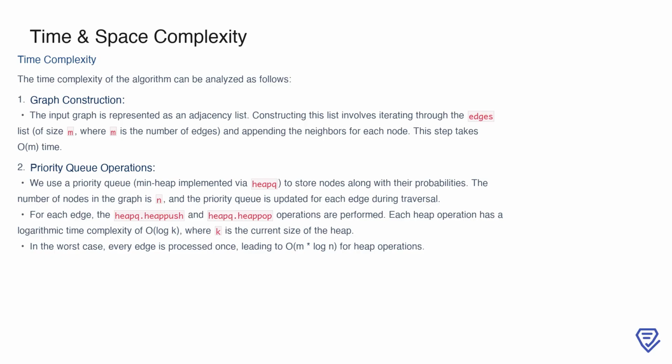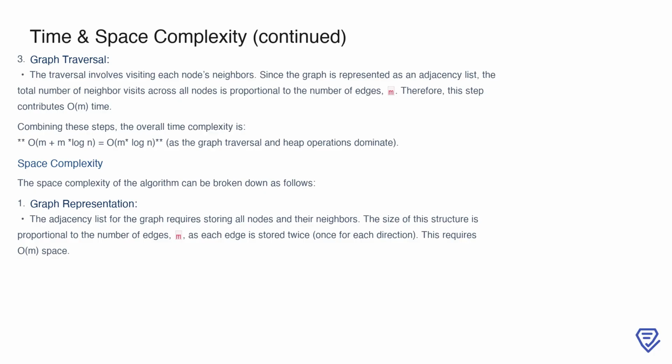Now, let's consider the graph traversal stage. Here, we visit each node's neighbors, which is proportional to the total number of edges in the graph, m, since the graph is represented as an adjacency list. This traversal step adds O(m) to the overall time complexity. When we combine graph construction, priority queue operations, and traversal, the total time complexity becomes m plus m log n. Since the graph traversal and heap operations dominate, the overall time complexity simplifies to O(m log n).